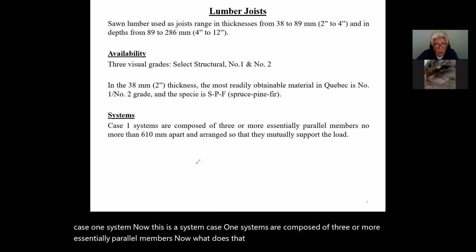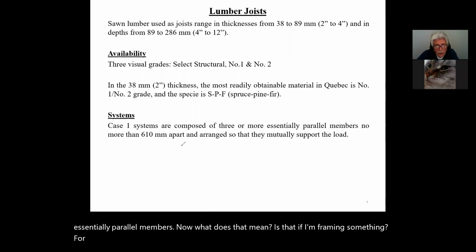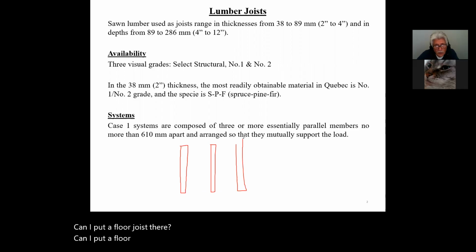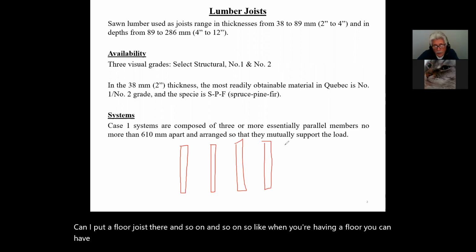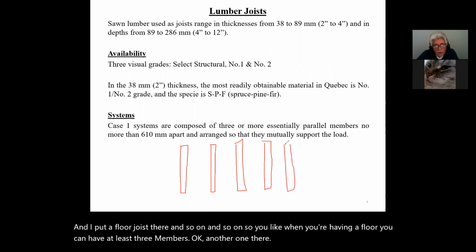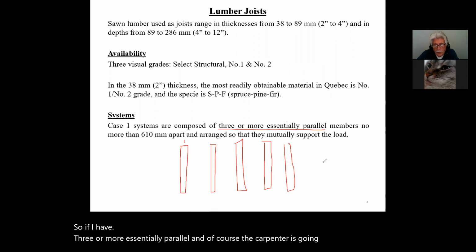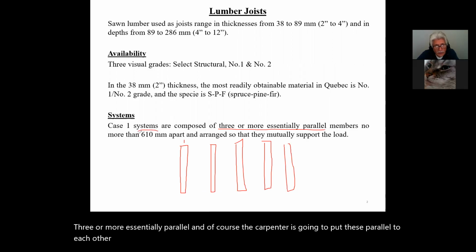If I'm framing something, for example, a floor, so this is a floor plan. If I put a floor joist here, and I put a floor joist there, and I put a floor joist there, and so on. So when you're having a floor, you're going to have at least 3 members, okay? Another one there. So I have 3 or more essentially parallel members, and of course, the carpenter is going to put these parallel to each other, no more than 610 millimeters apart.